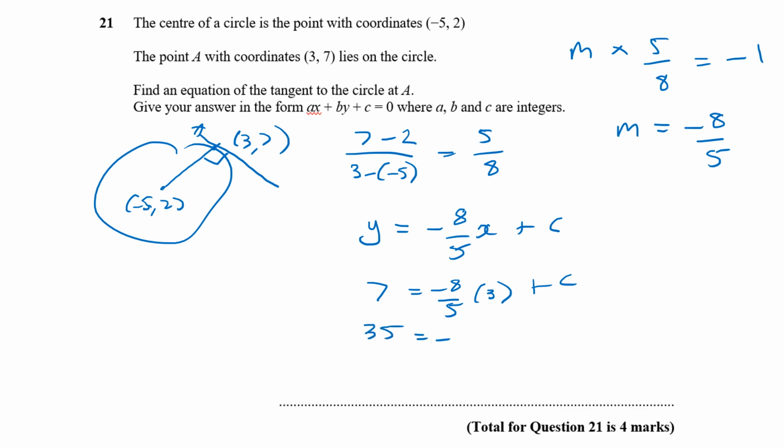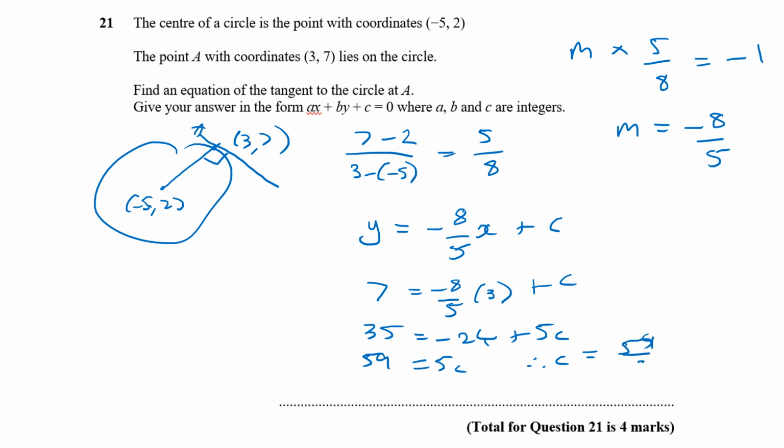equals -8 times 3, which is -24. And then don't forget to multiply the c by 5 as well, plus 5c. I can add 24 to both sides to get 59 equals 5c. Therefore c equals 59 divided by 5.